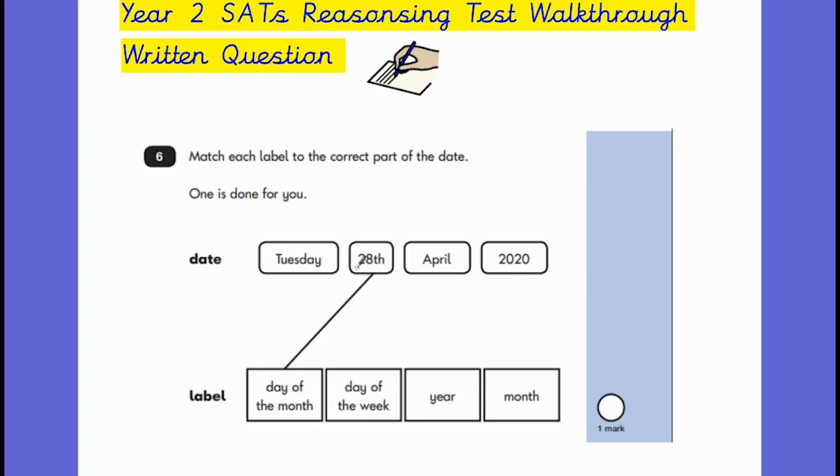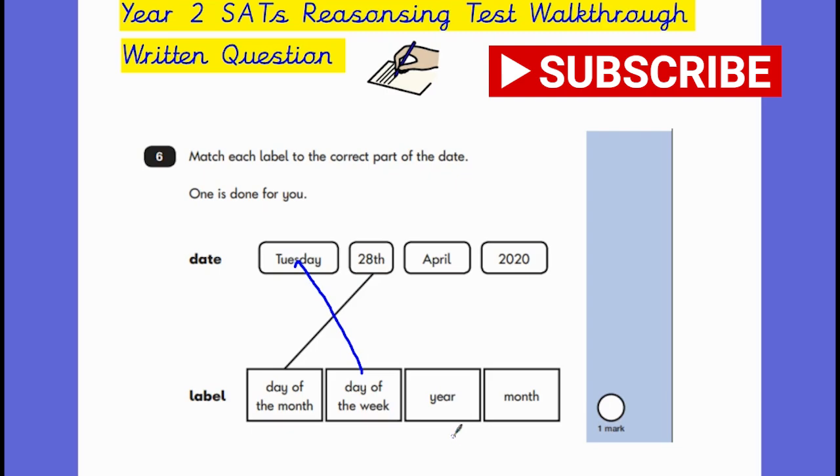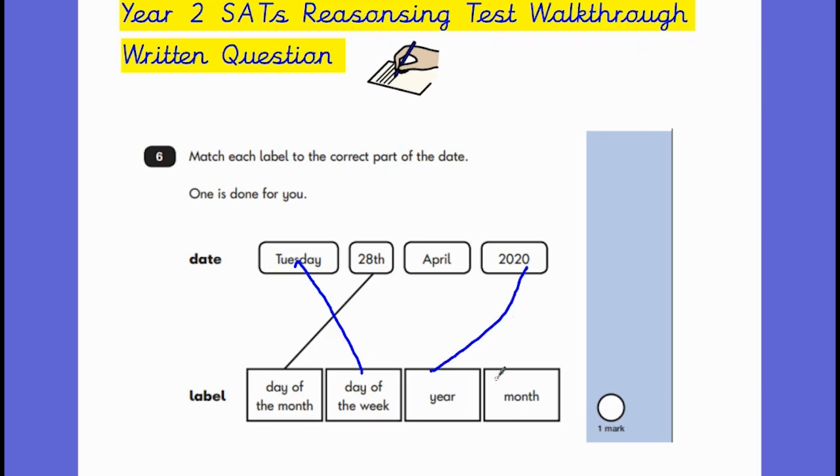Day of the month, 28th. Day of the week, Tuesday. Year 2020, month April. Okay, so they need to correctly identify these. Now, this is all about the children in year 2 knowing what years are, what months are, what days of weeks are, what days of months are, how many days in a week, how many days in a month. Okay, this is something they need to know coming out of year 2.